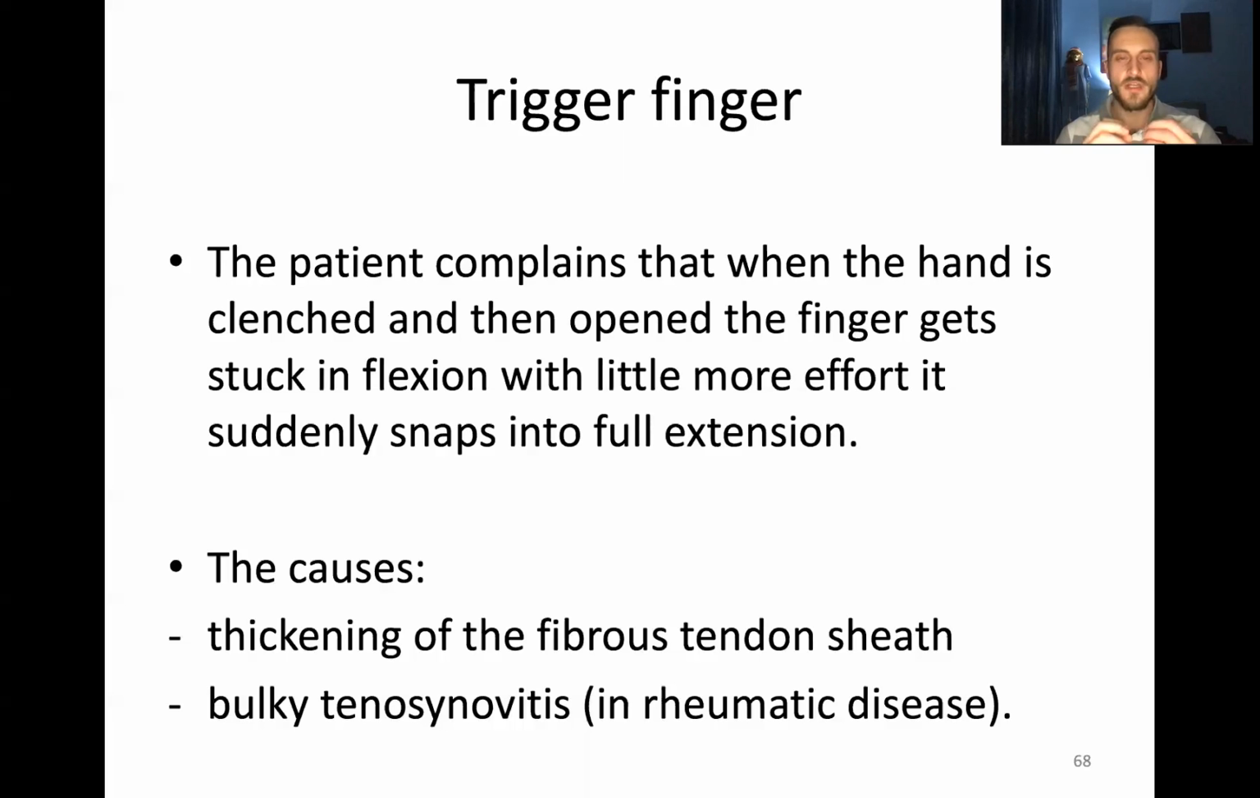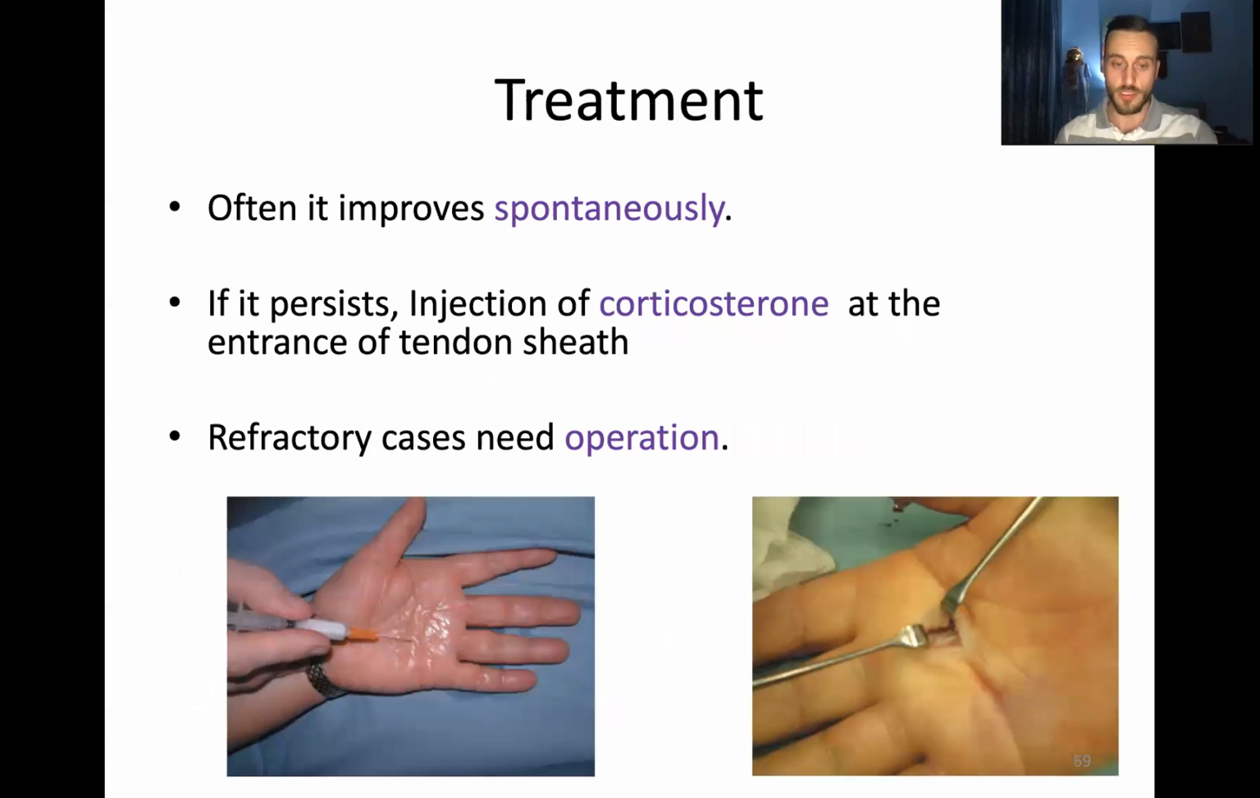What's the surgery? It's very simple surgery. We go in and we cut the pulley. So we cut one of the pulleys. And no, you won't have bowstringing from only one pulley. So on the left side, as you can see here, we can give corticosteroid injection. On the right side, they opened and they released the pulley. So this is the trigger finger, very fast.